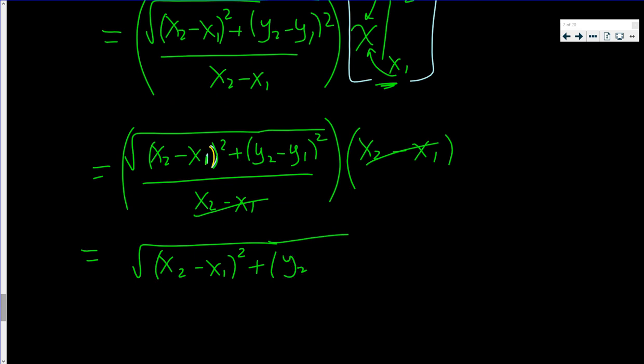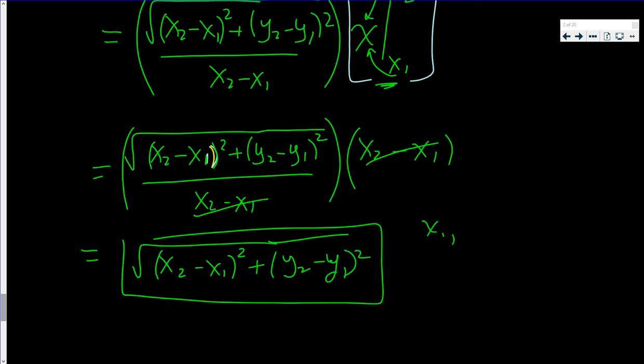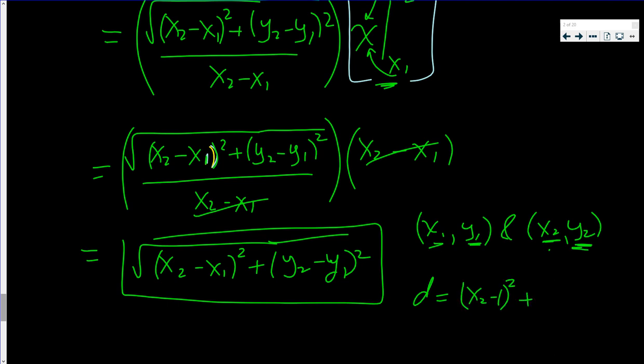But now, if you know what's going on, you should say, wow, that's the distance formula. This is the distance formula between that point and that point. I mean, isn't the distance formula, you subtract the x's and you square it, and then you subtract the y's, and then you square it, and then you take the square root? That's exactly what we got.